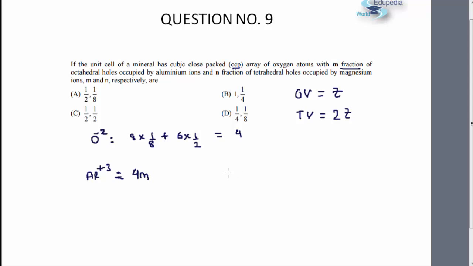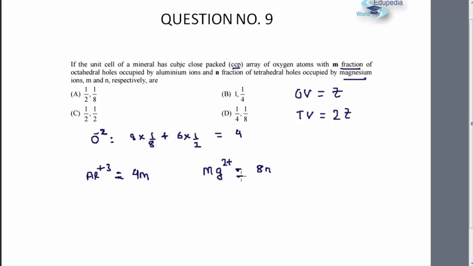And similarly, if I look at the remaining information, it says that magnesium ions, that is Mg2+ ions, occupy n fraction of tetrahedral holes. So tetrahedral holes will be equal to 8, and out of the 8, n will be occupied by Mg2+, so Mg2+ will be 8n.